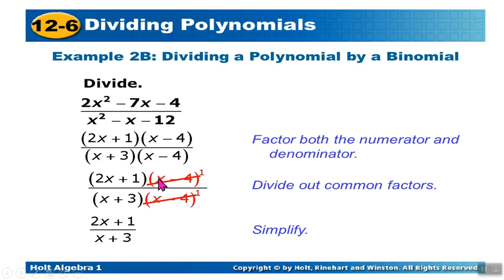Okay, as you can see here, we have common factors in the numerator and in the denominator. So we divide out common factors, x minus 4 and x minus 4. We cut them together. So we still have here 2x plus 1 over x plus 3, and this is the last simplified answer.